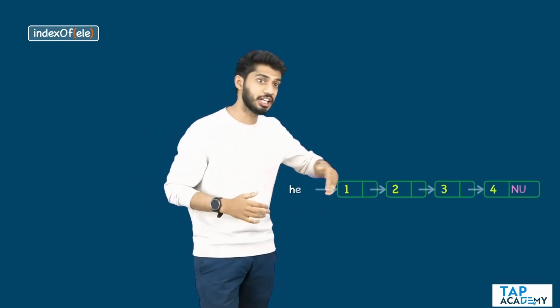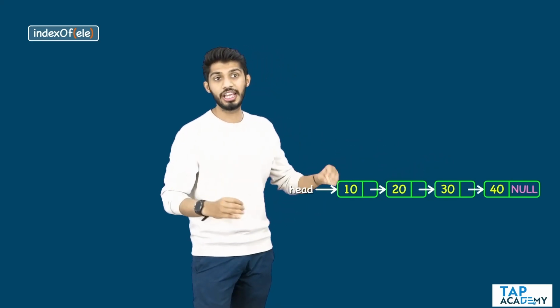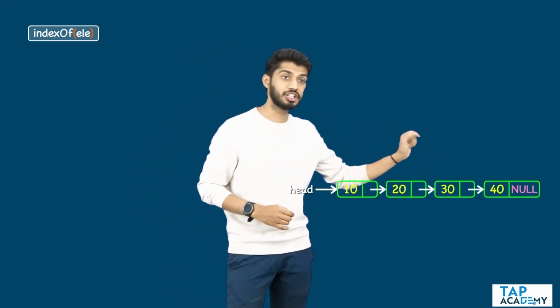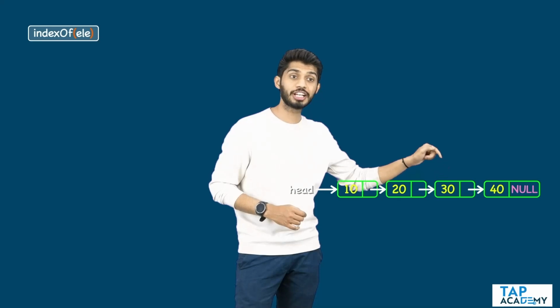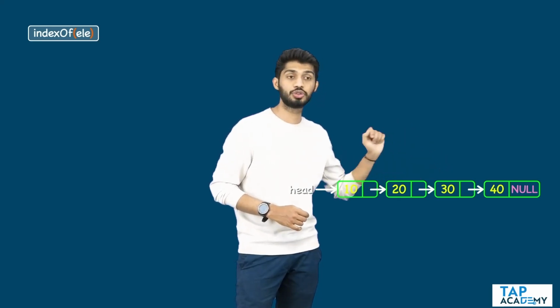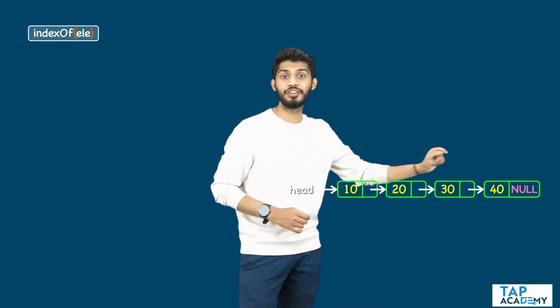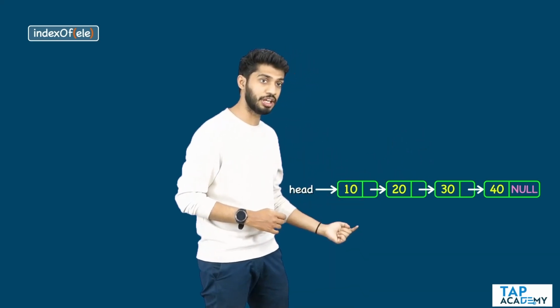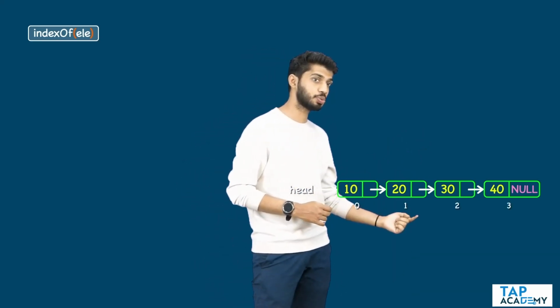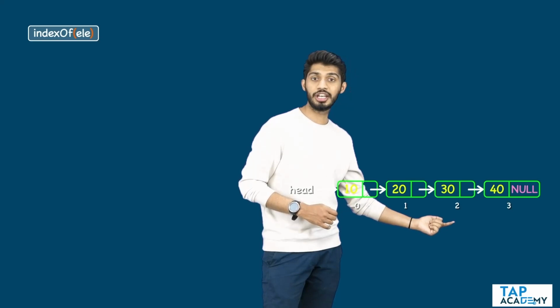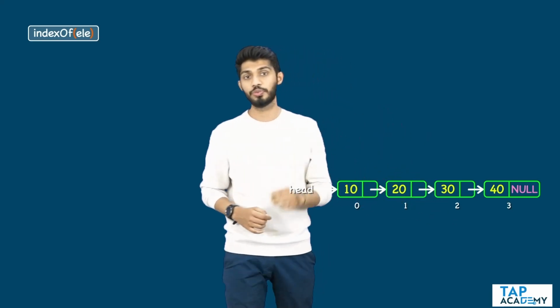So if this is a linked list, and if I say indexOf and I pass 30, now the 30 is actually present in index 2. So there is no indexing by default, so I have to put the indexing. If I put the indexing, this is index 0, index 1, index 2. So 30 is present in index 2, so it should return me 2.